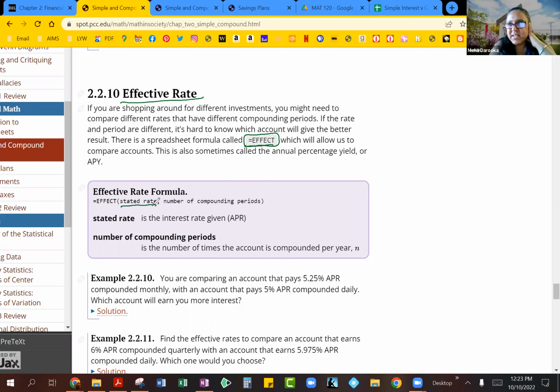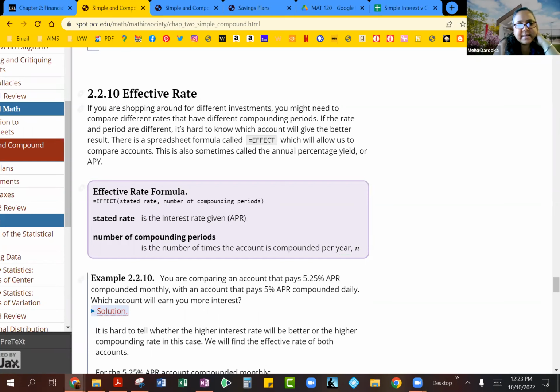So, if they tell you it's 5.75 compounded monthly, then that's going to be your compounding period. So put your rate of interest, put your compounding period, how many times your interest is being calculated, and this formula will give you, in simple interest terms, which one is earning a higher interest. So let's take a look at this example over here.